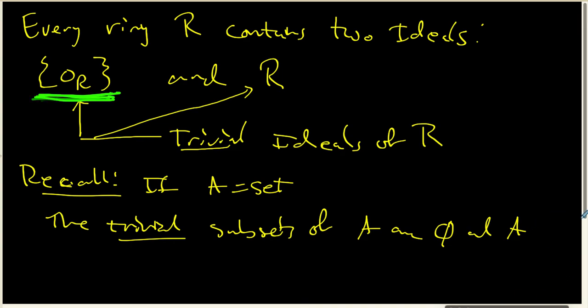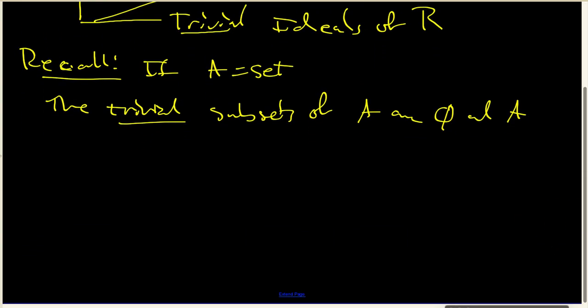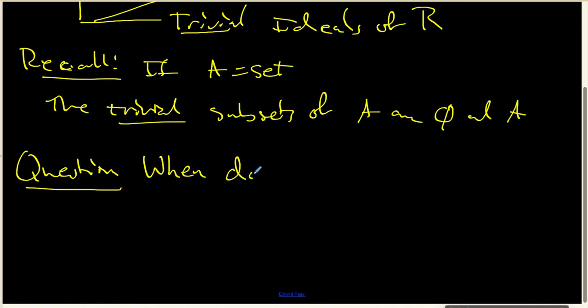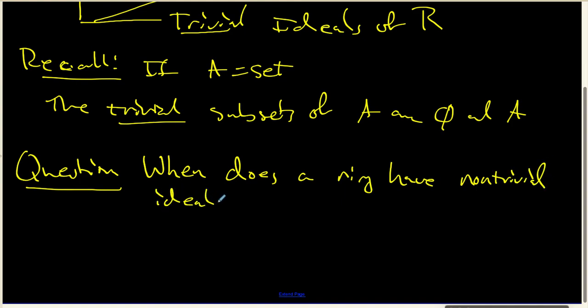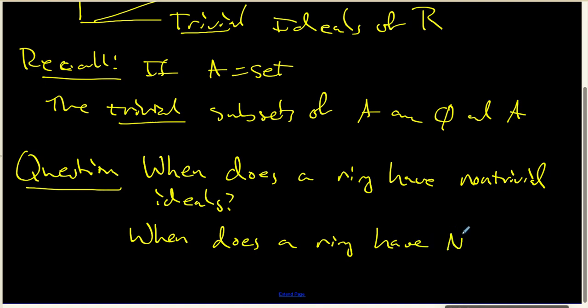And I'll end this particular video with a question. So here is a question to think about. When does a ring have non-trivial ideals, and when does a ring have no non-trivial ideals?